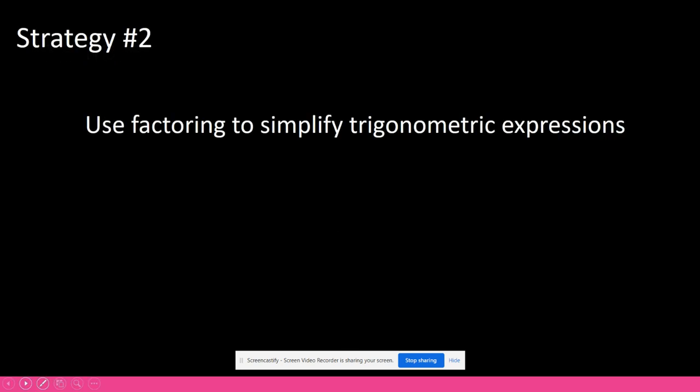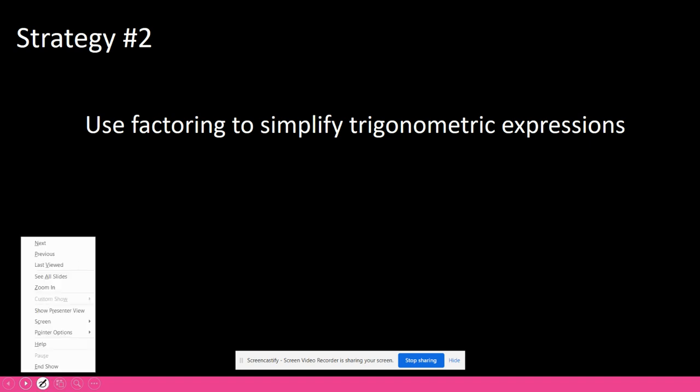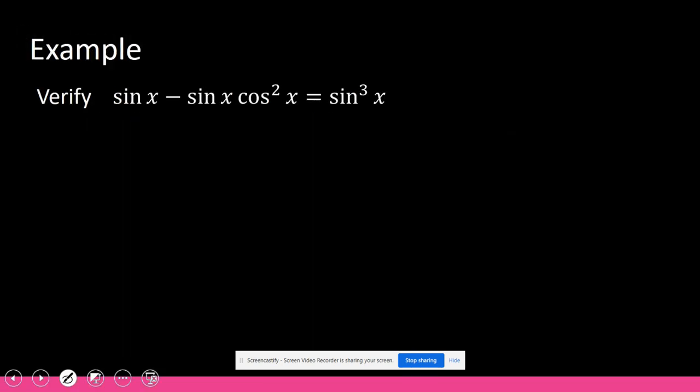A second strategy is factoring in order to start simplifying these trig expressions. So, factor. If we take a look at this example, it wants us to verify that the sine of x minus the sine of x times the cosine squared of x equals the sine cubed of x. Notice that I'm not going to use that strategy of turning things into sine and cosine because they already are. That's why we had to come up with this second strategy.